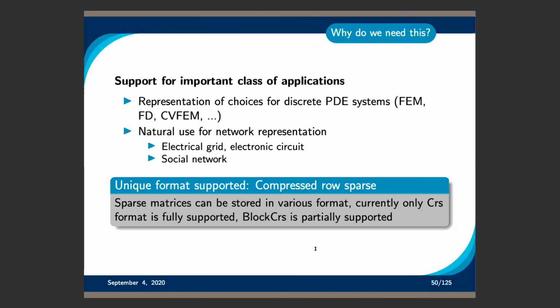And other types of applications that would also benefit from this type of representation are electrical grid models, electronic circuits, and social network graphs. And so to support this type of application, we decided to write the kernels using compressed row sparse format. The reason for that format is that it's fairly flexible, it's widely used, and so we fully support it in the sparse linear algebra of Kokkos kernels, and we also have partial support for block CRS format.